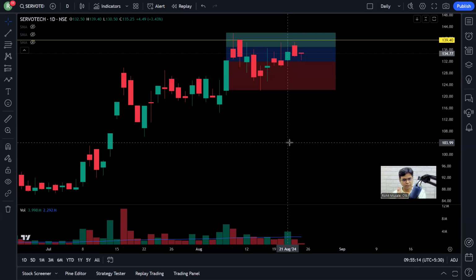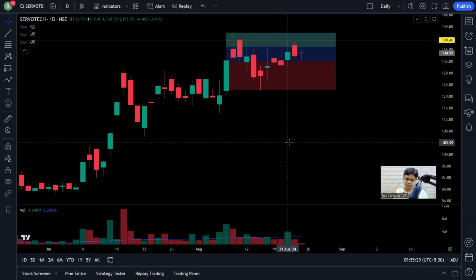Now, if you put an alert instead of an automatic order, what's the risk? The risk is, by the time you get the alert, come to the chart and put the market order, the price would have shot up 2, 3, 4, 5% maybe.